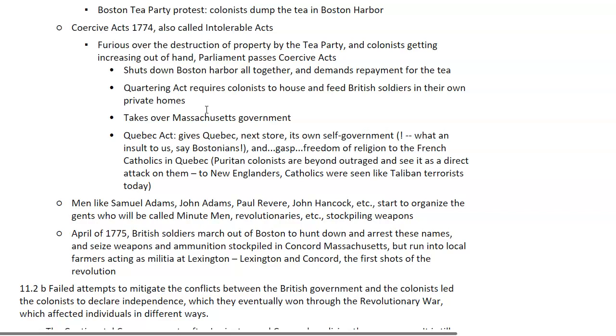Men like Samuel Adams, John Adams, Paul Revere, John Hancock, etc., after the Coercive Acts, begin to organize resistance. They start to organize the men of the Massachusetts militia, who will one day be called Minutemen, because they're ready in a minute to go out and help fight for America. Revolutionaries, etc. They start stockpiling weapons and ammunition, particularly out in a town in Massachusetts called Concord.